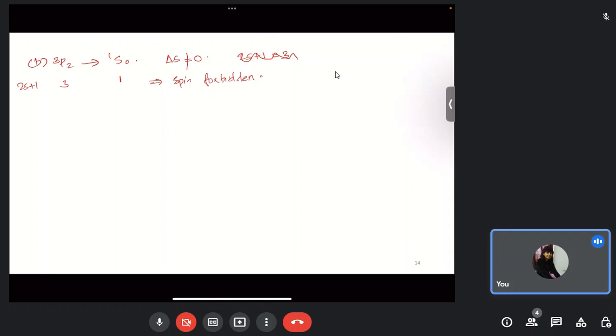And the L value is 1 here and it is 0 here. So delta L is 1. It follows the angular selection rule associated with the total orbital angular momentum.